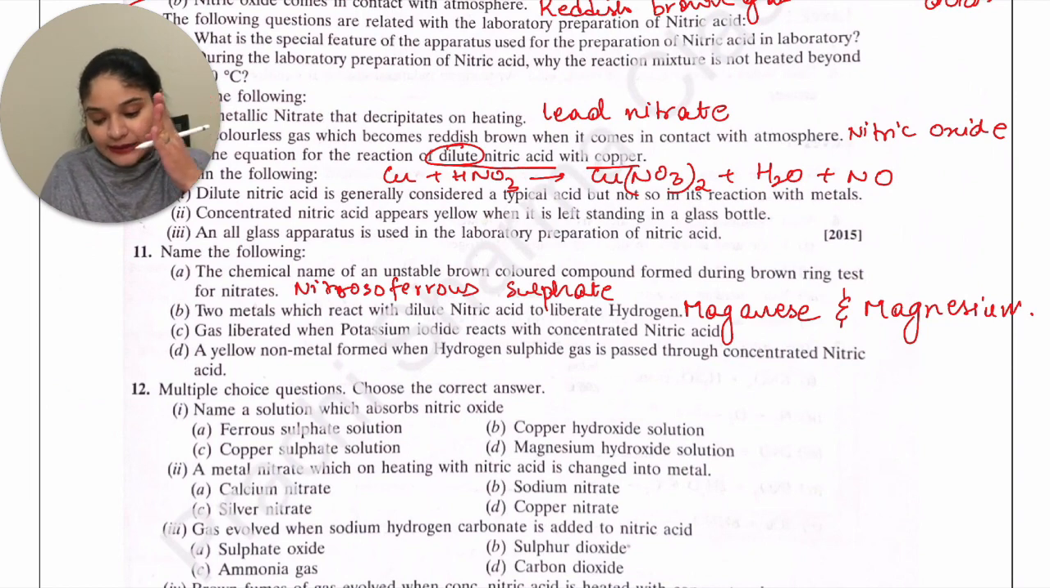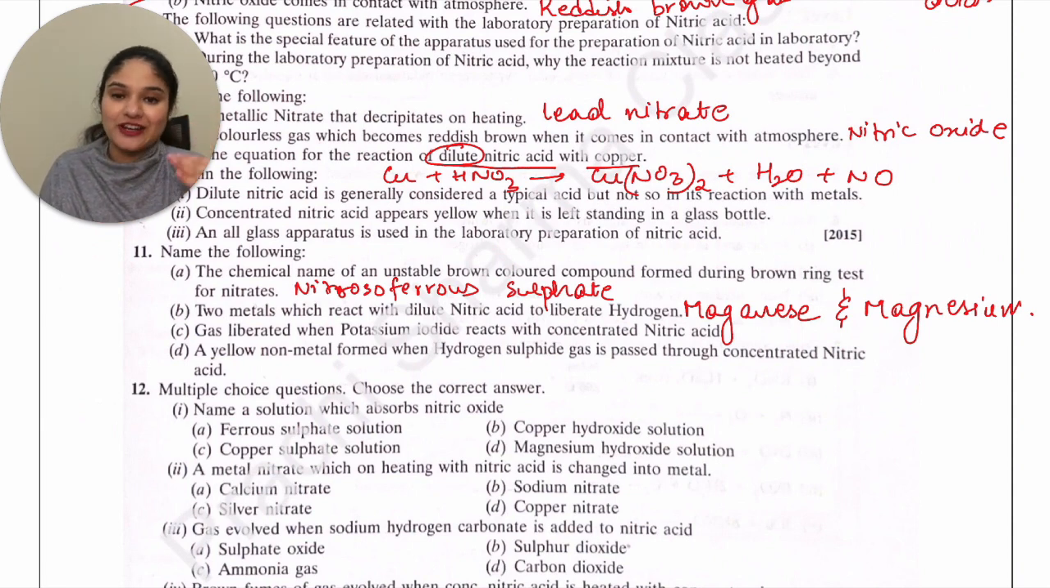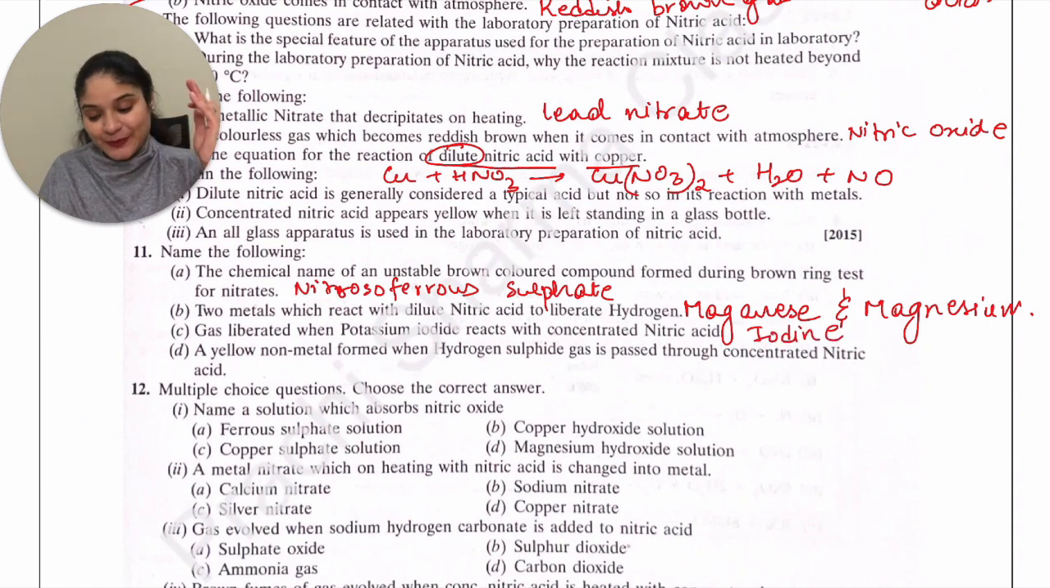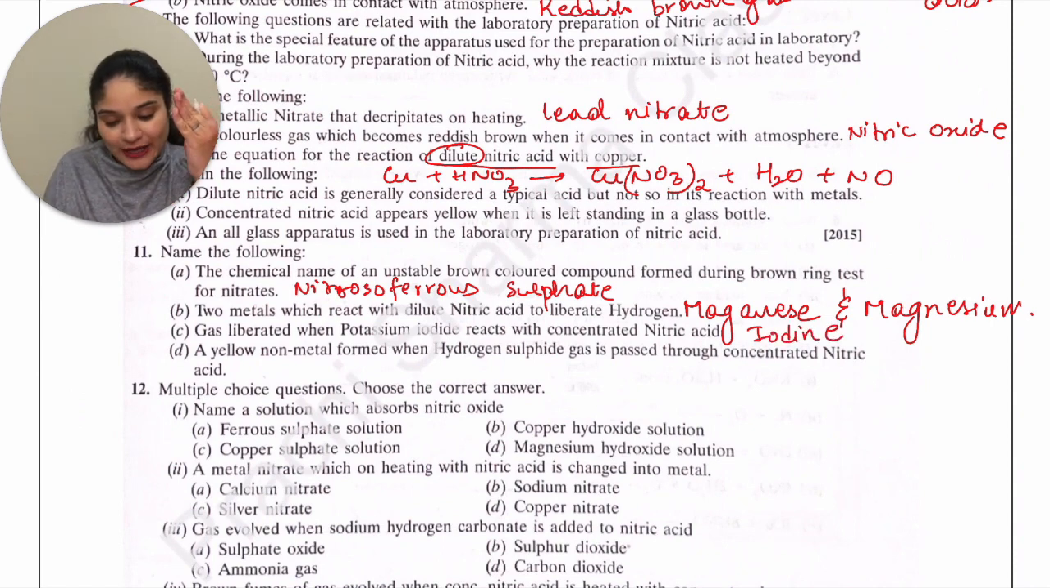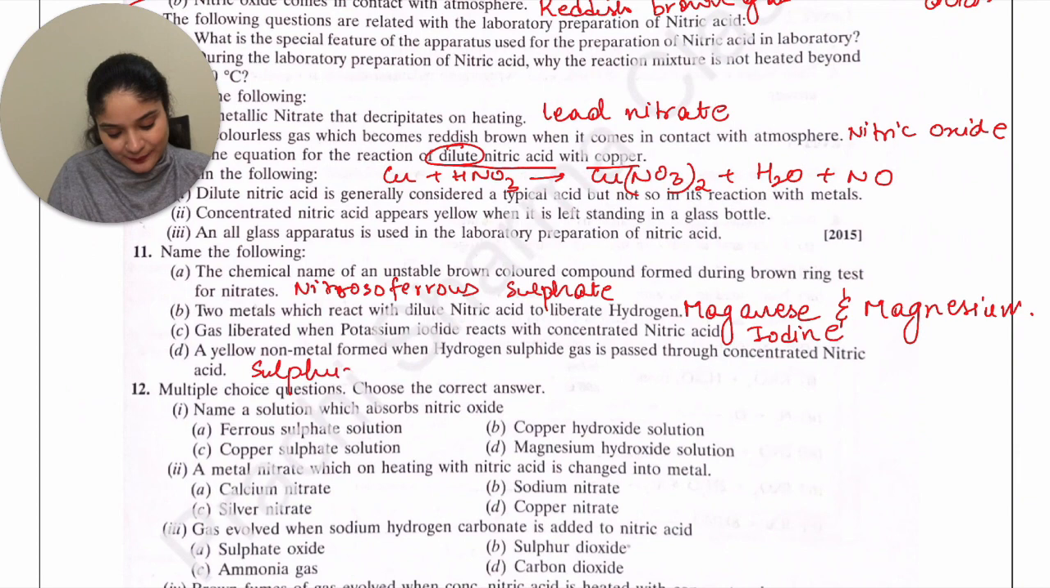See, the gas liberated when potassium iodide reacts with concentrated nitric acid is iodine. So iodine. Now D, a yellow non-metal formed when hydrogen sulfide gas is passed through concentrated nitric acid. A yellow compound, always try and think about it. It can be somewhere around sulfur. And if you have hydrogen sulfide there, that means you would have sulfur. So the answer will be sulfur.